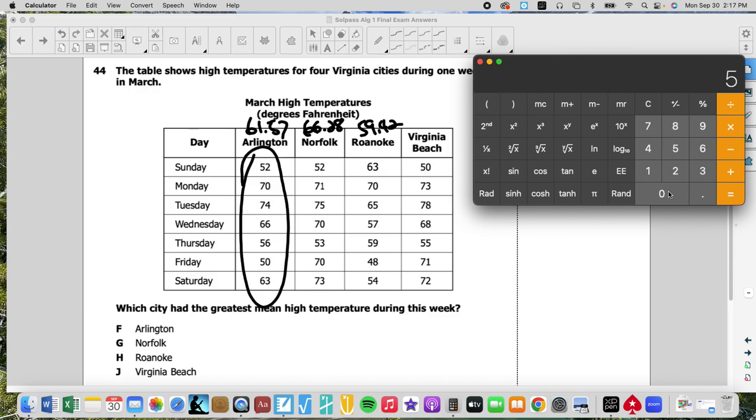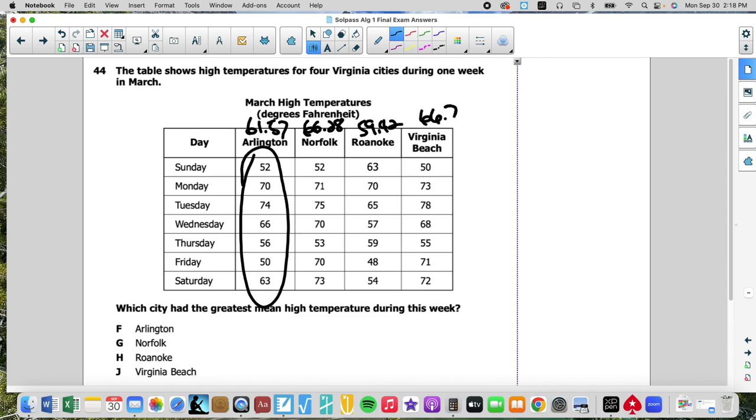And lovely Virginia Beach. This is not a very efficient technique. 50 plus 73 plus 78 plus 68 plus 55 plus 71 plus 72 gives you 467 divided by 7, 66.71. So Virginia Beach is going to be J for number 44.